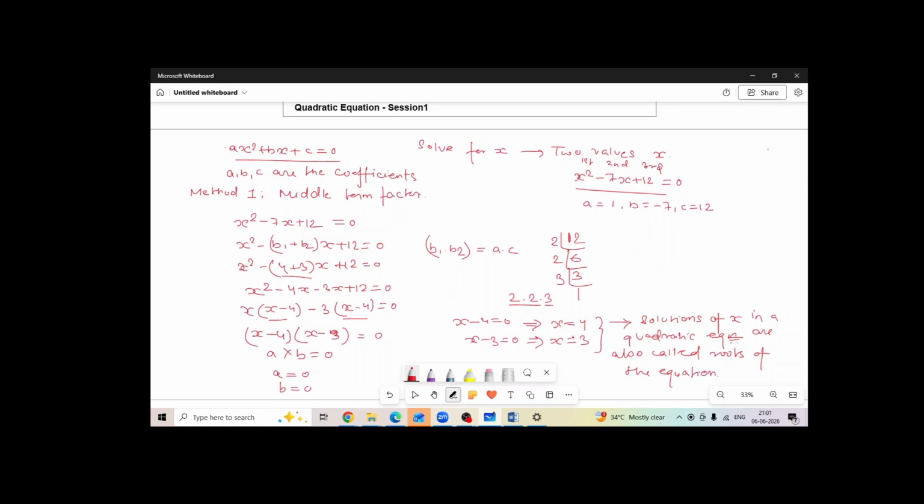So our answer is 4 and 3. So this is the first method, middle term factor. There are two more methods. We'll see how we get the same answer with the other two methods also. And one thing, all three methods are equally good. You can use them based on convenience or the type of questions you are getting. That will come through practice. Now I'll go to the second method.